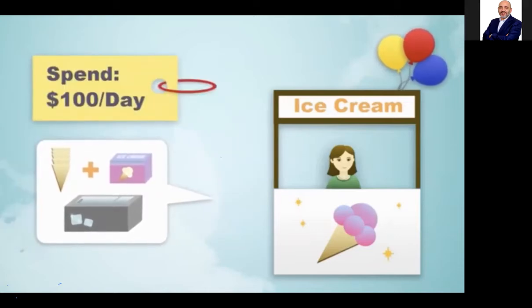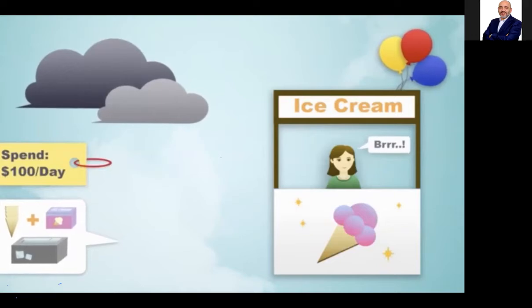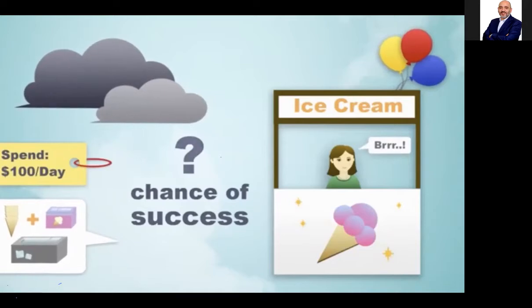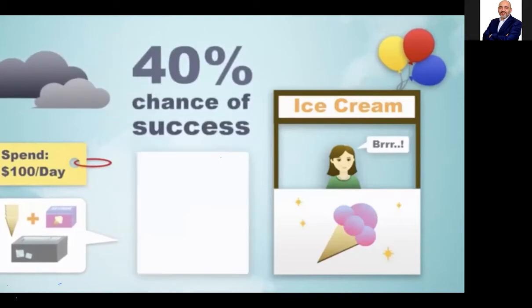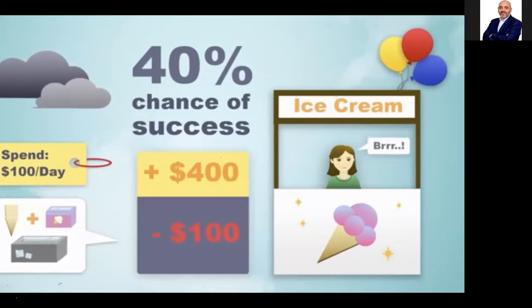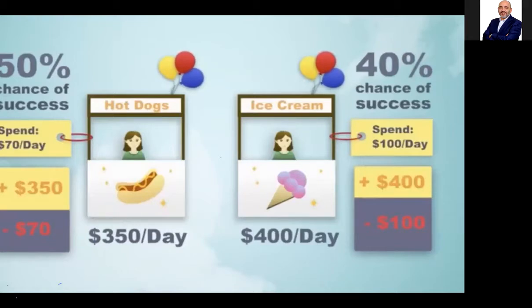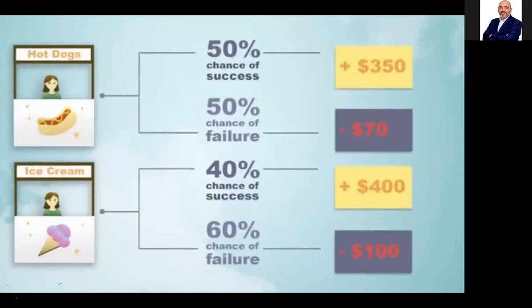But there's a problem. You discover that it's supposed to be cloudy over the weekend. When people are cold, they don't eat as much ice cream, so the stand has a lower chance of success. In fact, you imagine it'll probably only have a 40% chance of success. If you are successful, you'll earn $400. But if you fail, you'll lose $100 due to the cost of supplies. Now, it's not so simple. Which one do you choose? Using a decision tree gives you a visual representation of what your choices are and what your potential outcomes are.